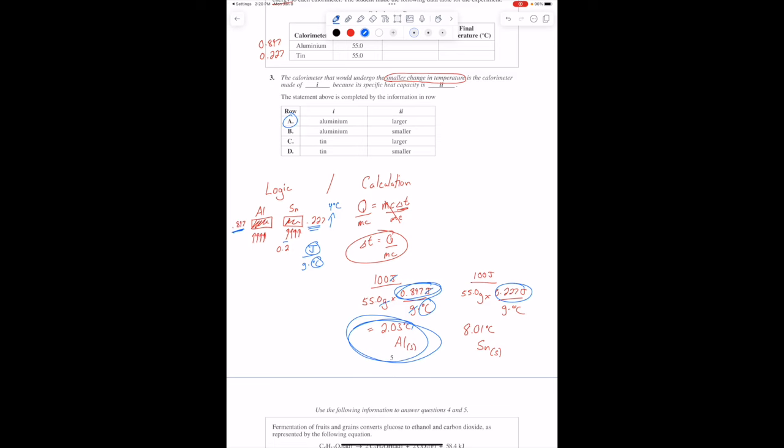So if we look at it that way, the calorimeter that would undergo the smaller change in temperature, let's say this went up 1 if we're lucky, is aluminum, because it has a higher specific heat capacity. Its capacity is higher, it holds more heat. Anyway, so the answer is A. Whew, that's a long question. All right, moving on.